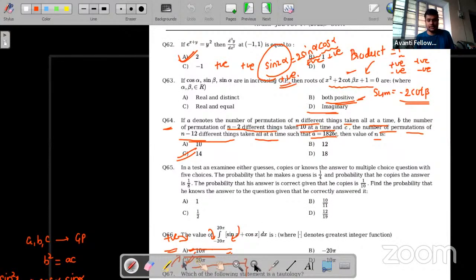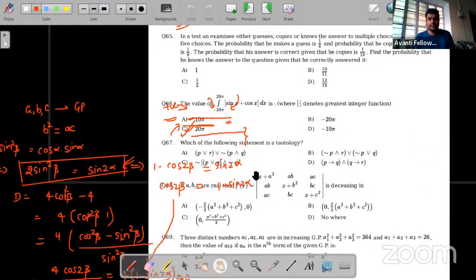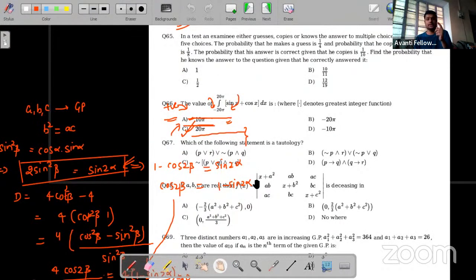So let's read it first. In a test examination, an examinee either guesses, copies, or knows the answer to a multiple choice question with 5 choices. Okay, the examinee is there, and he has 3 choices. Either he can guess the answer to the particular question, either he can copy or he knows the answer. Right? Logically, if we have 3 choices to answer a particular question, either I can guess, or I can copy from someone, or I can solve it myself. So we know that we should solve it if we are able to do it.